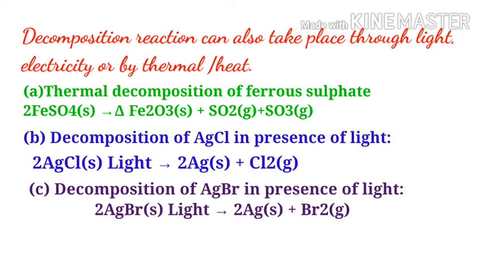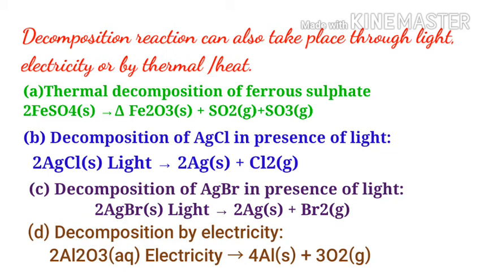Next example, decomposition by electricity. Aluminium oxide Al2O3, when decomposed under electricity, helps in formation of a large amount of aluminium along with evolution of oxygen gas. So these are the examples of decomposition reaction which takes place through light, electricity and heat.